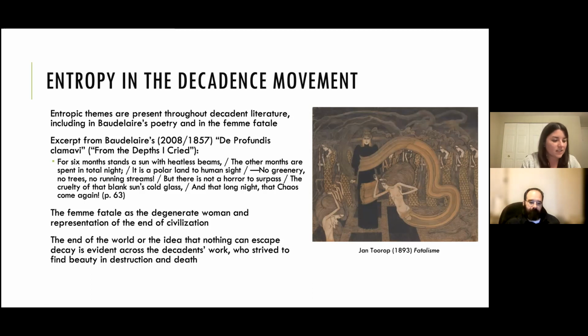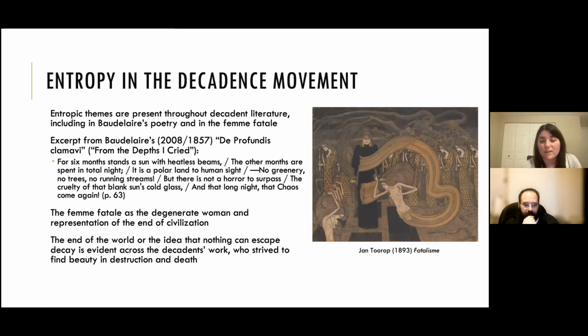We can also see this in a number of Baudelaire's poems about vampires, which have very similar entropic themes. Very broadly speaking, within the decadence movement, the femme fatale is depicted as the degenerate woman and as the representation of the end of civilization. We see very animalistic imagery in decadent writers and in the femme fatale, who is portrayed as beautiful, violent, sexually perverse and aggressive, unmotherly. She is understood as representing the female of the modern age, seemingly blurring the lines between male and female.